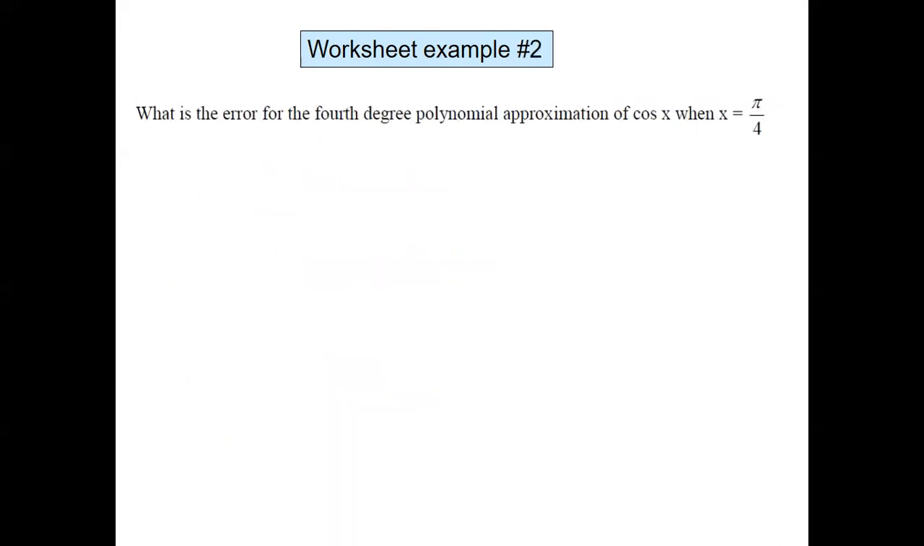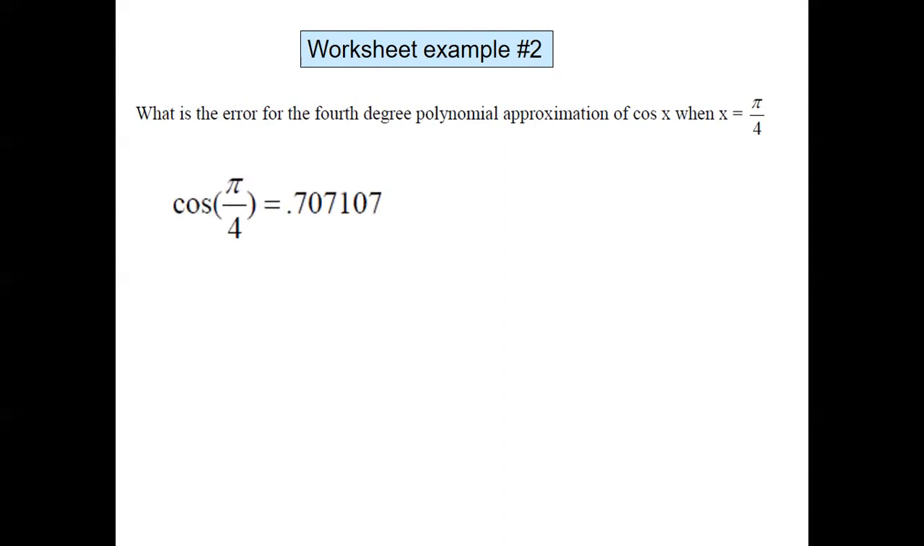So how about this one? What about the error for the 4th degree polynomial approximation of cosine when x is equal to pi over 4? If you want to pause me here, see if you can do the same thing as what we just did in the last problem.